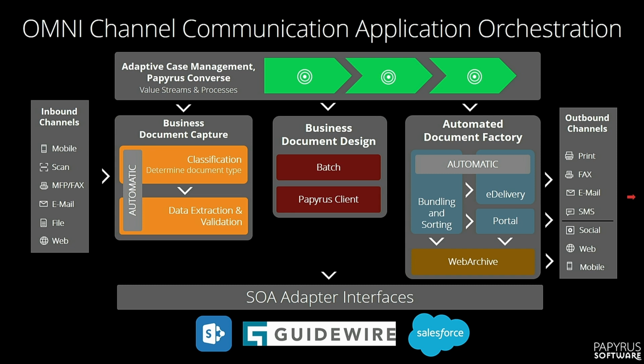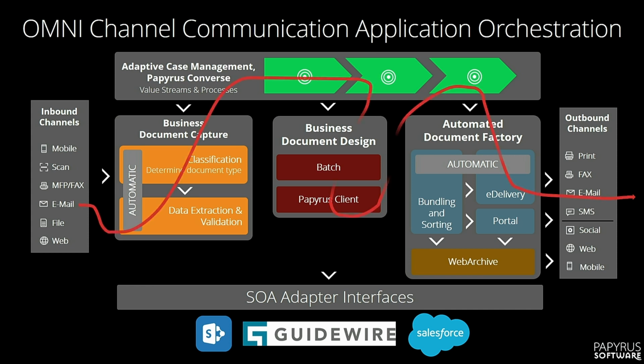the necessary elements. If you need to capture, you use Papyrus Capture for incoming and the data extraction classification approach. You need documents to send out. That's the business document design solution. And in the end, with our automated document factory, you drive your processes into the various output channels. On the lower level, we have our adapters and interfaces.